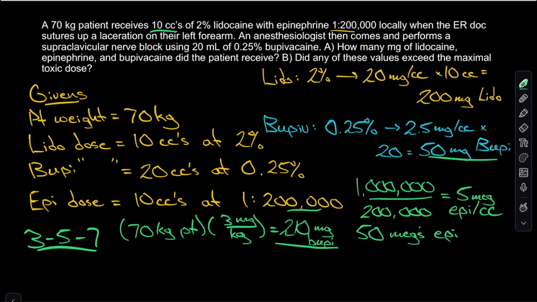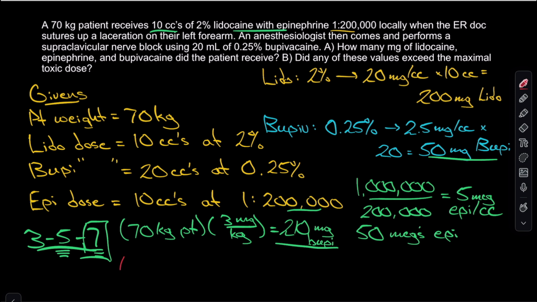And then for lidocaine, so lidocaine without epi has a maximal toxic dose of 5 milligrams per kilogram right here. Now, that's less than lidocaine with epi, which is 7 milligrams per kilogram, because once you have epi in there, that causes vasoconstriction and makes it less likely for the local anesthetic to diffuse systemically throughout the body and cause systemic toxicity. For our case, we had lidocaine with epi, so we're going to use this number of a maximal toxic dose of 7 milligrams per kilogram.